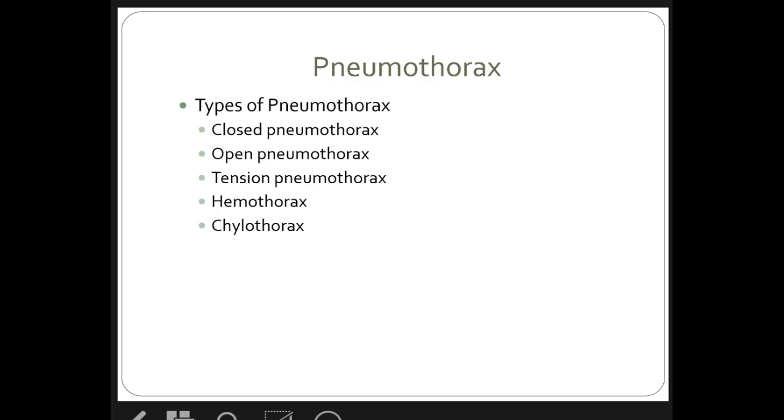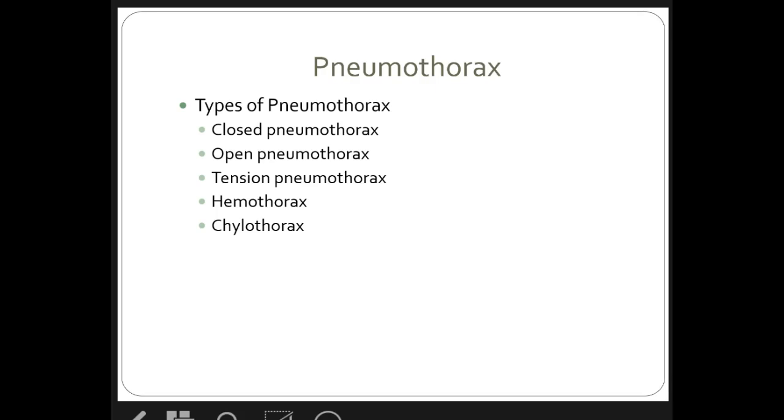Symptoms include dyspnea, chest pain that radiates to the shoulder, tracheal deviation, decreased or absent breath sounds on the affected side, neck vein distension, and cyanosis.